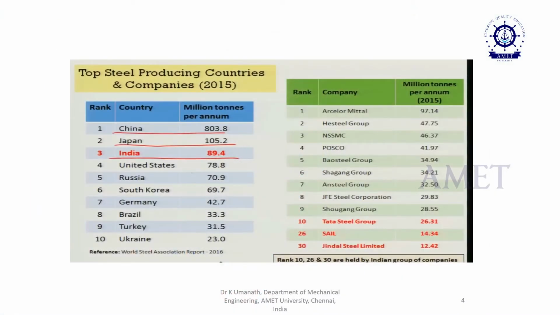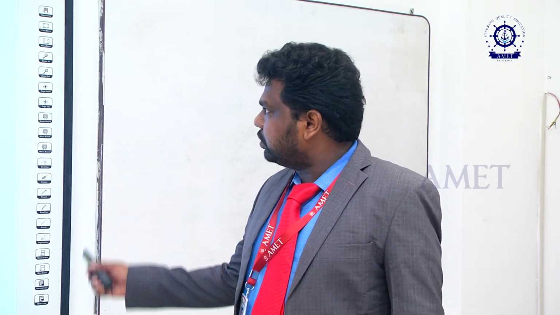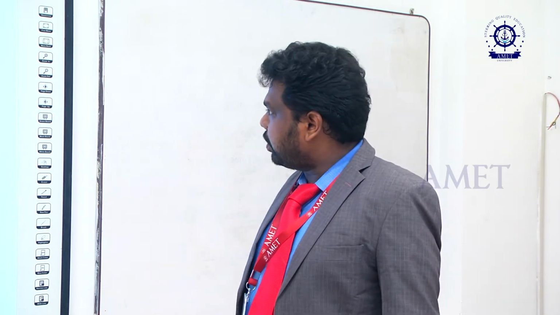Now the top steel producing countries and companies. China produces 803.8 million tons per annum, Japan produces 105.2 million. India produces around 89.4 million tons of steel per year. These are the data given for the steel sector. Many companies use steel materials; in India, Tata Steel Group, SAIL and Jindal Steel Limited.